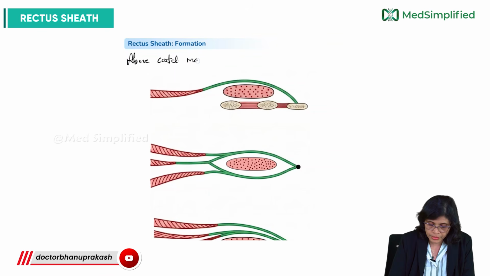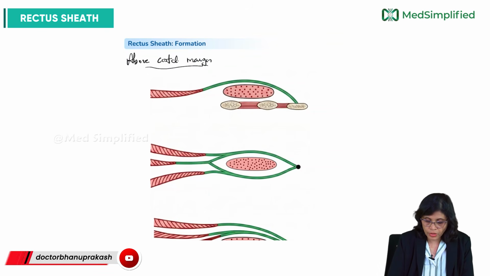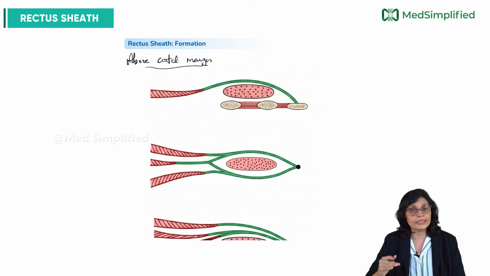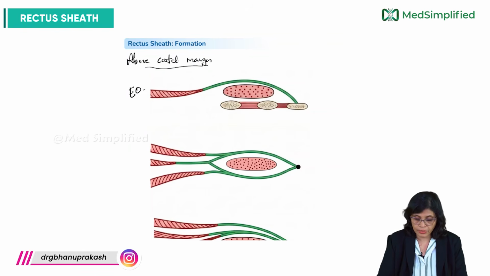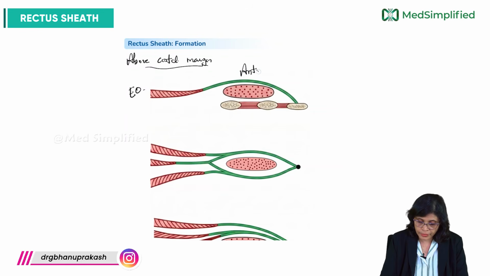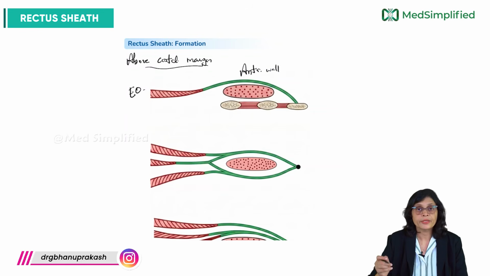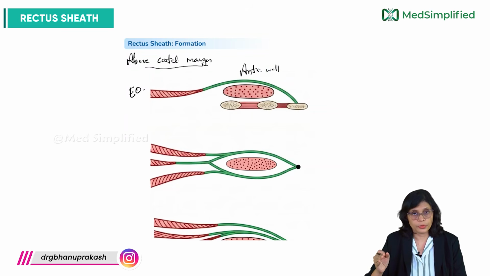Above the level of costal margin. So above the costal margin, what happens? The anterior wall is formed by the aponeurosis of external oblique muscle. Okay, so we see the anterior wall here formed by only external oblique aponeurosis.